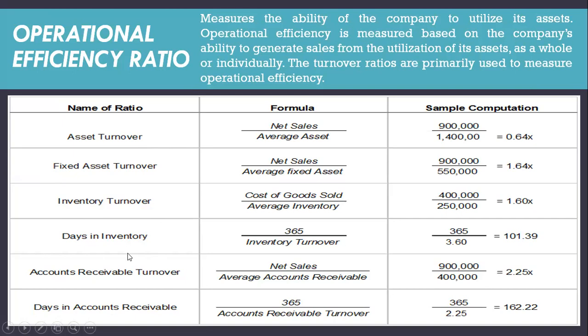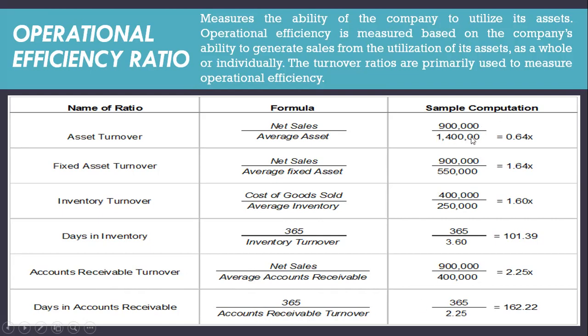Under operating activities, ito po yung formula niyan. Net sales over average asset na asset turnover. Then fixed asset turnover, net sales over average fixed asset. Then, inventory turnover na cost of goods sold over average inventory. Then, days in inventory, 365 over inventory turnover. Ito pong 365, fixed po siya, ha? Meaning lang po, alam naman natin yan, sa isang year po, meron po tayong 365 days. So, hindi nyo po ito papalitan. Okay po? Then, accounts receivable turnover, net sales over average accounts receivable. Then, days in accounts receivable, 365 over accounts receivable turnover.